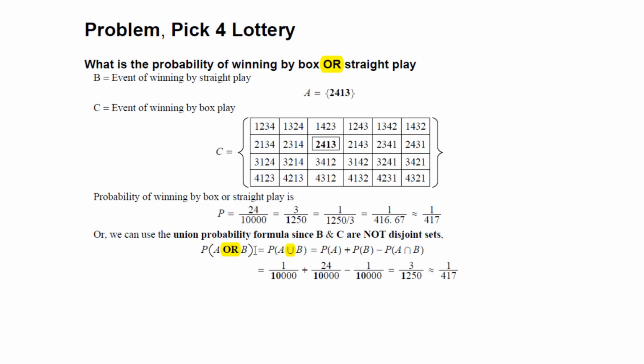We can also use the formula of probability for the union of these two events, which is equal to the probability of the first one plus the second event minus their intersection. So what is the probability of straight play? It's 1 out of 10,000. Probability of box play, 24 over 10,000, minus the probability of their intersection. We have one mutual element, so minus 1 over 10,000, and that's going to give us also 1 over 417.